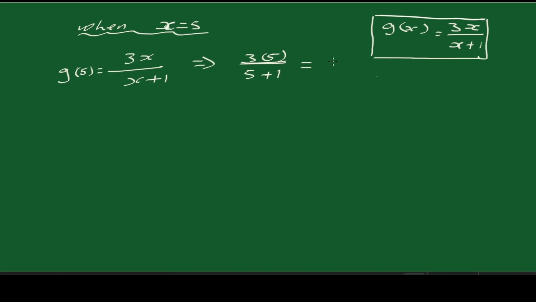So I have 3 5s are 15, 5 plus 1 is 6. I could break down that 3 into 15 is 5. So indeed, if x is 5, my output is 5 over 2. Therefore, the value of x for which the function is 5 over 2 will be 5. And that's the correct answer there.